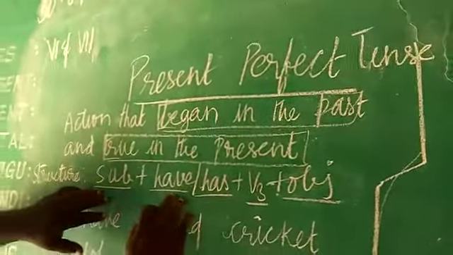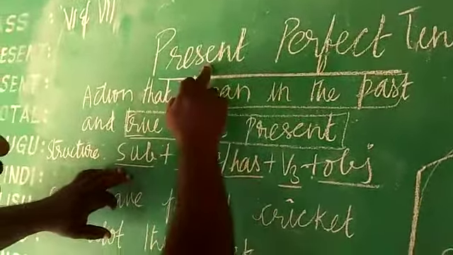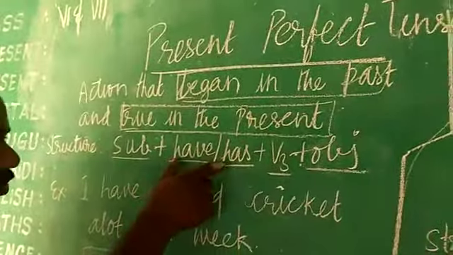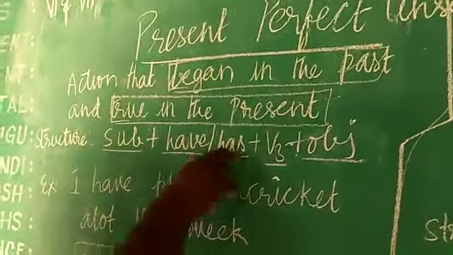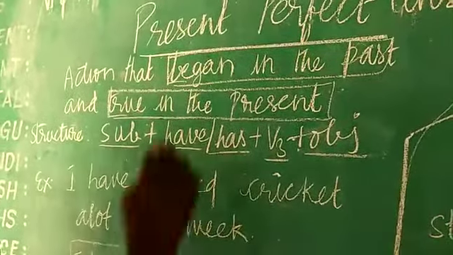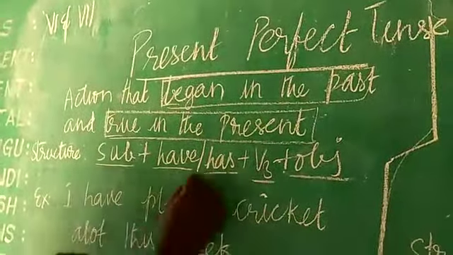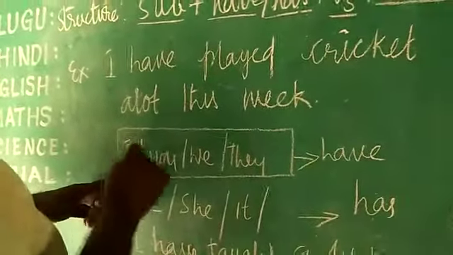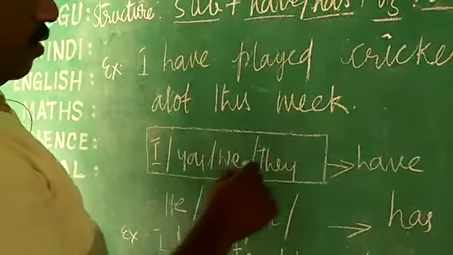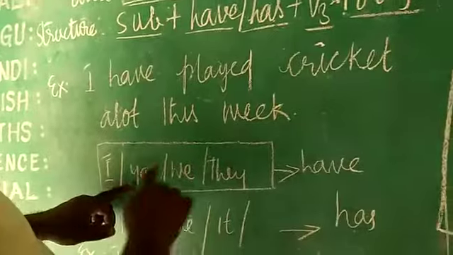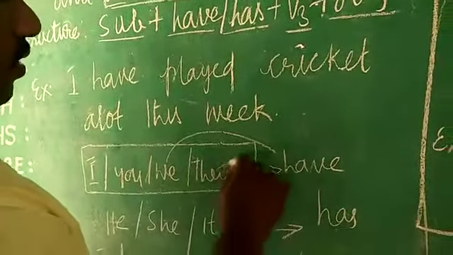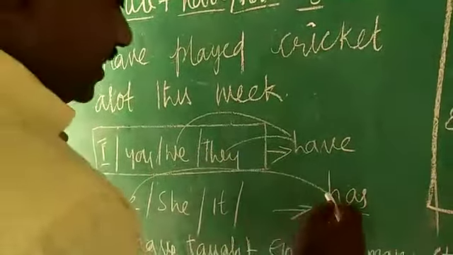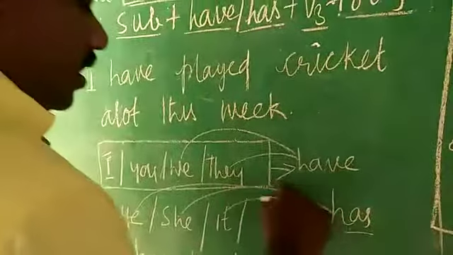This is very important, children. If you want to write a sentence in present perfect tense, the structure is very important. If you know and learn this structure, it is easy to write any number of sentences in present perfect tense. Here we have has and have. So where do we write has and have? See here, children, if you have I, you, we, or they, you write I have, you have, we have, they have. When we write has, children, it is he has, she has, it has.